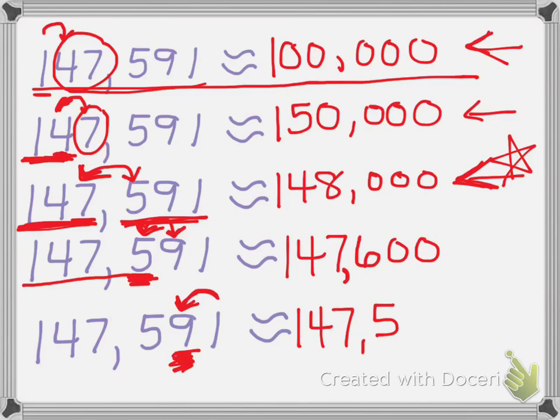So 91 would stay down low. It's a 4 or below. It's a 4, 3, 2, or 1. We keep it down low. So that 9 is going to stay the same. But the ones place is going to become a 0. 147,590. That is the closest we will get.